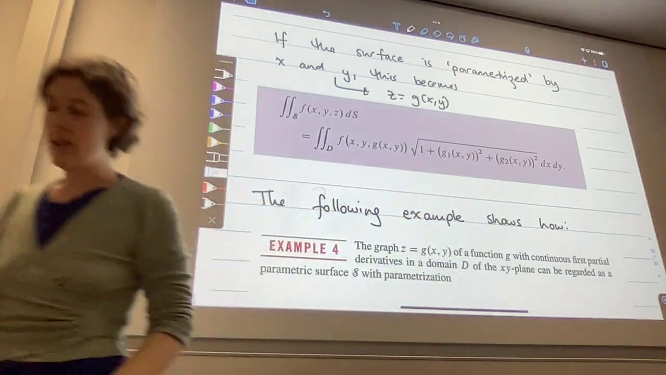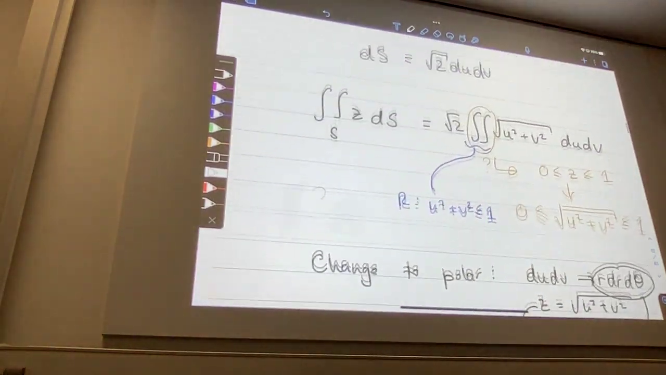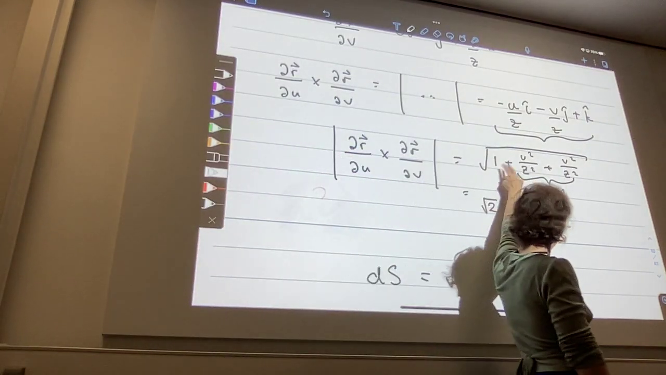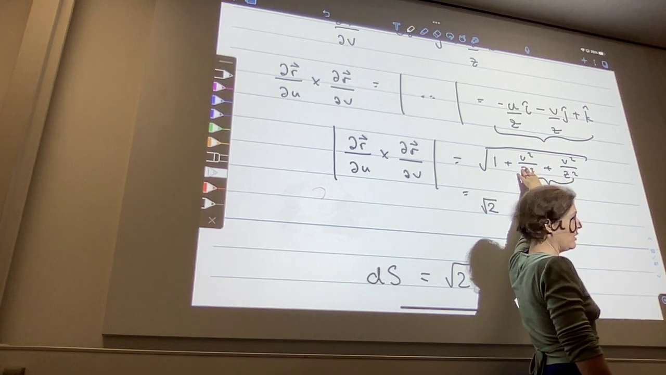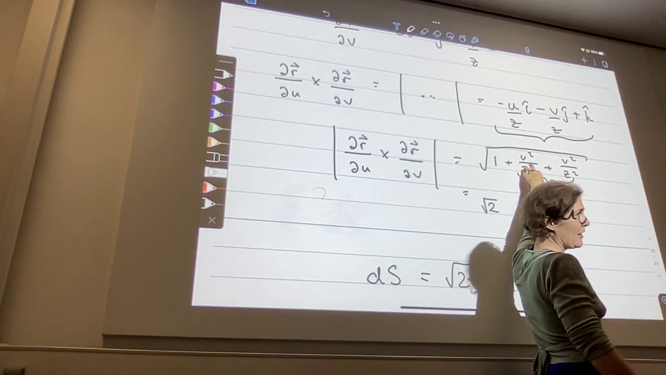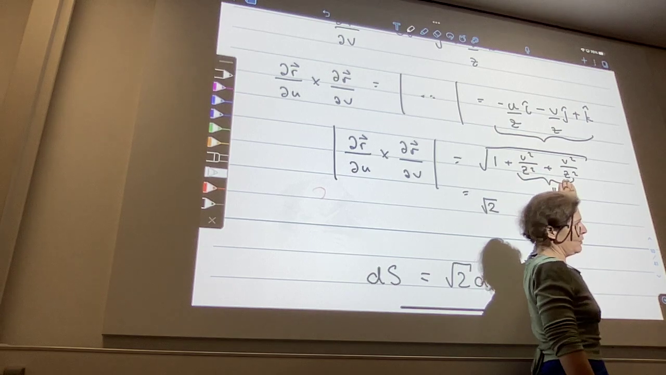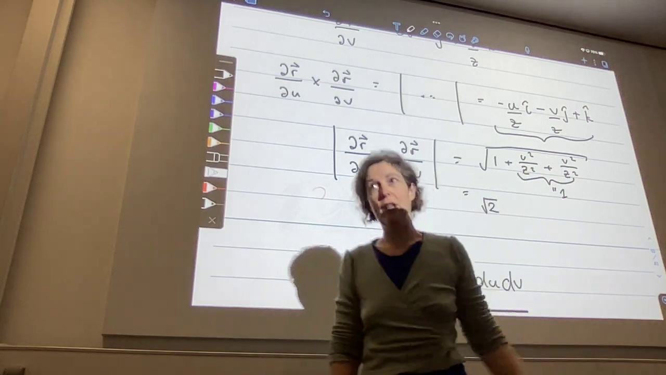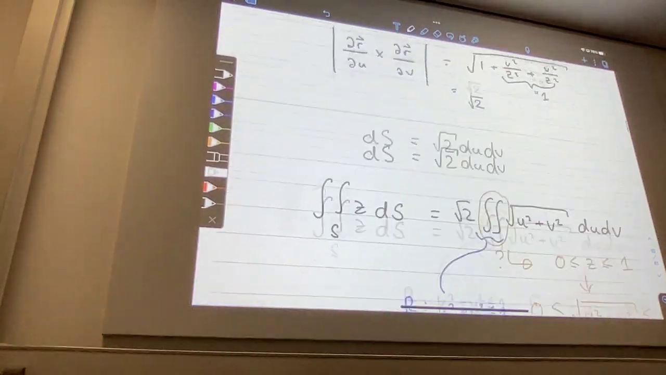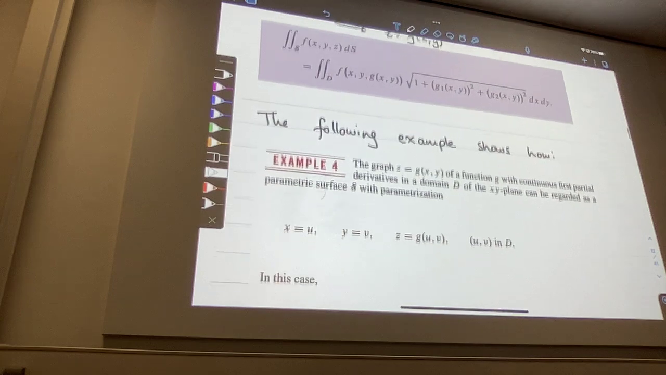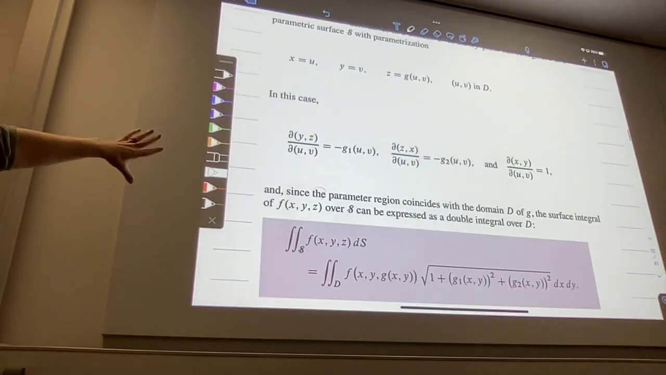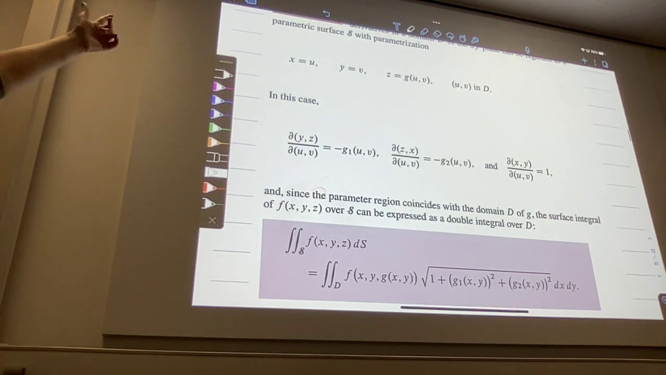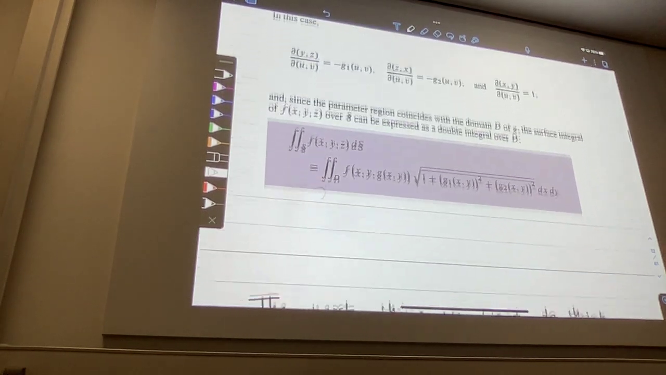Okay, so we actually saw that coming up over here. There is our 1 plus partial with respect to, in this case, x or u all squared, and partial with respect to v or y all squared. So we've already seen an example of how this works. That can be quite a useful simplification. And this talks through, in general, what we just did in the specific case over there. So you can have a look at that.